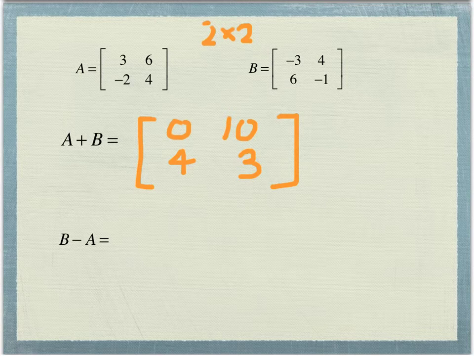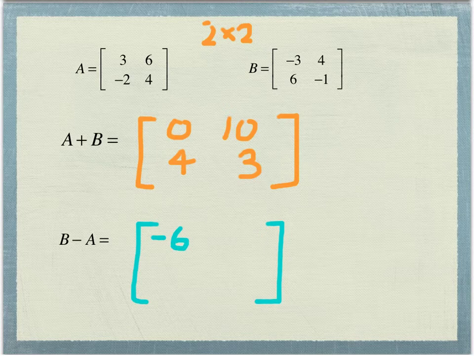Now what about B minus A? Is that going to be the same thing? Well, no. The subtraction is important, so we do have to start with this B matrix, make sure that goes first. We're still doing corresponding entries. So then we'd have to do negative 3 minus 3, which would be negative 6, 4 minus 6, negative 2, 6 minus negative 2, which is 8, and negative 1 minus 4, which is negative 5. Now your calculator can do operations like this, but probably just as easy to do them by hand.